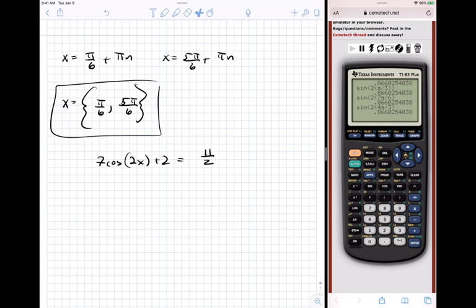So now we're going to go to y equals, clear. I'm going to hit 7 cosine of 2x, close parentheses, plus 2. I'm going to quit and go to variables, y1. Now, when x is pi over 6, 11 over 2 is 5.5, so we should get 5.5. Awesome. And then when x is 5 pi over 6, we should get 5.5 again. So we can stand by those results. That should be all of them, okay?